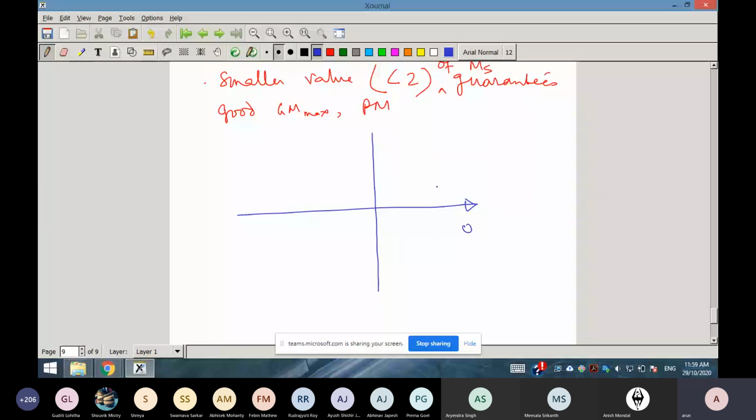So this is the real axis of L(s). Suppose this is the real of L(j omega), and this is the imaginary of L(j omega). So this is omega equal to 0, this is omega equal to infinity, this is the minus 1 point, and this is your unit circle.